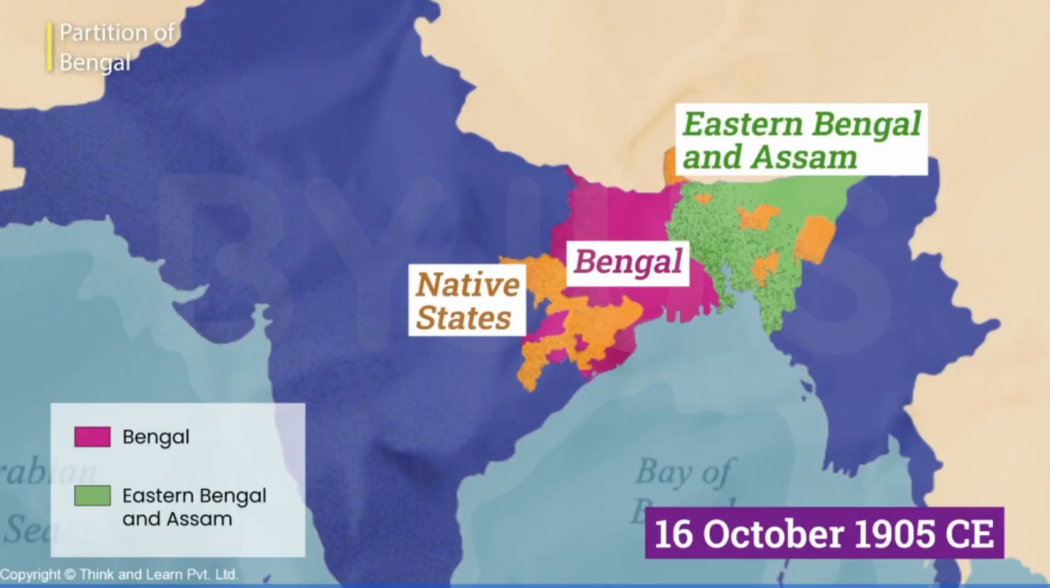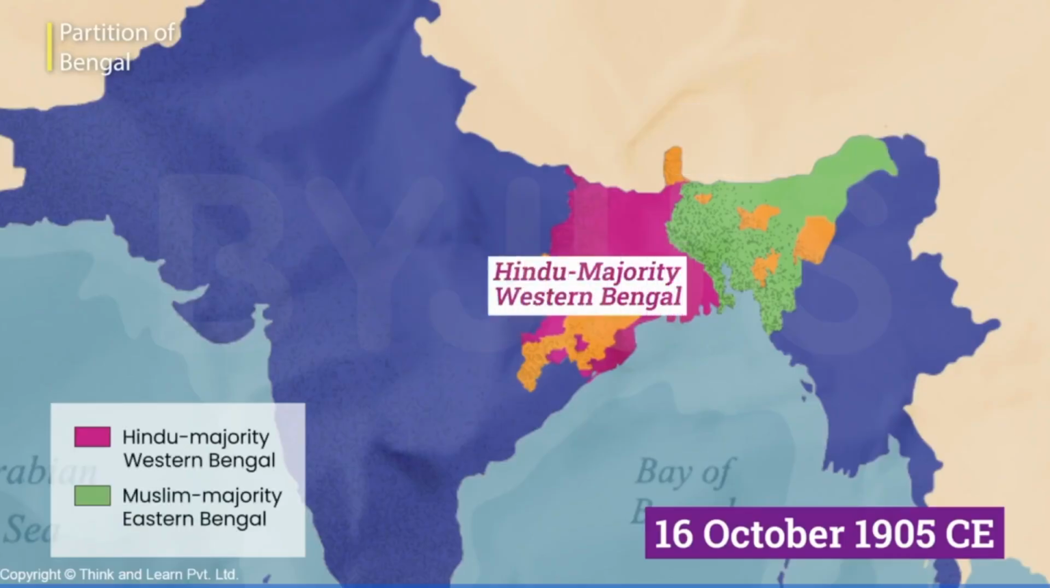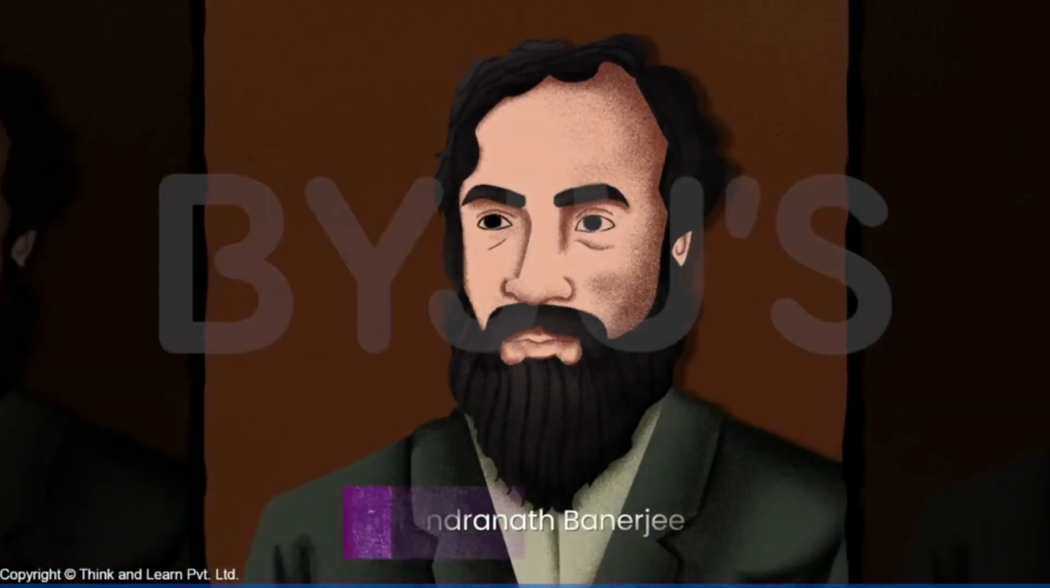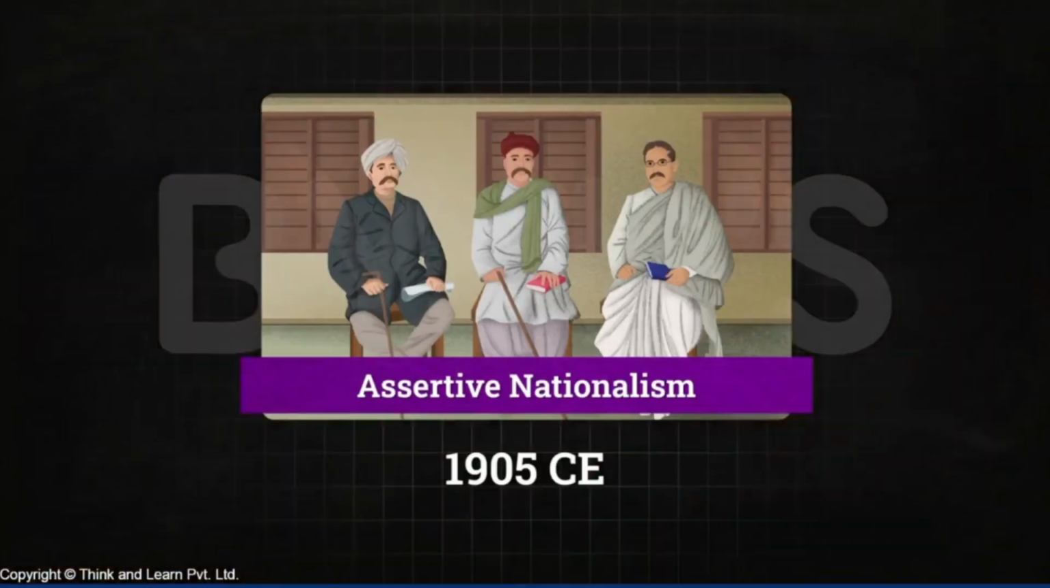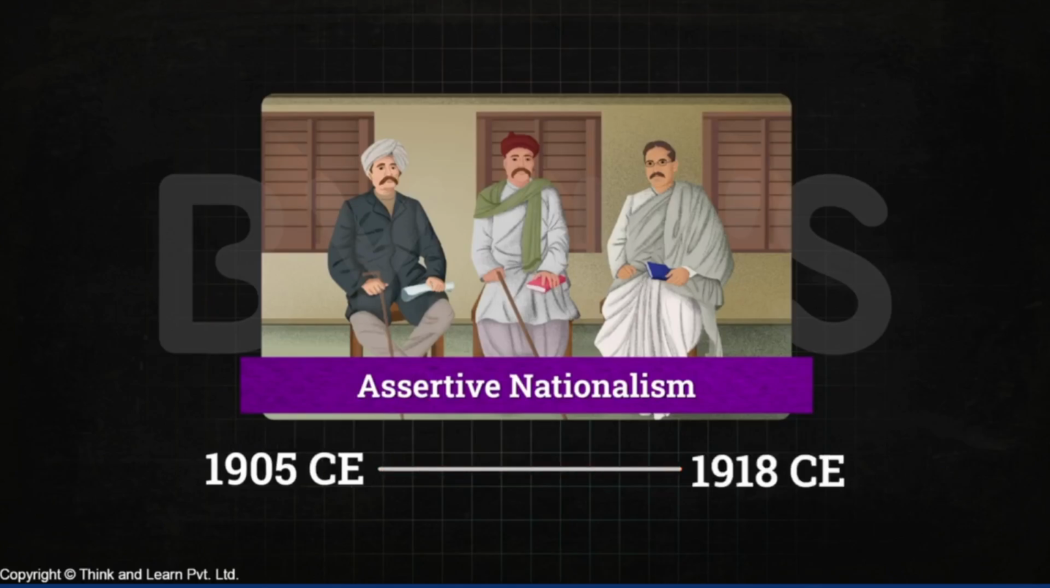But the Indian nationalists recognized this was the divide and rule policy of the British, as the partition divided Bengal into Hindu-majority Western Bengal and Muslim-majority Eastern Bengal. Leaders like Surendranath Banerjee and Anand Mohan Bose had played an important role in protesting against the partition. From 1905, a new set of leaders had a dominant influence in Congress. These leaders are referred to as assertive nationalists or extremists who led the nationalist movement between 1905 and 1918.